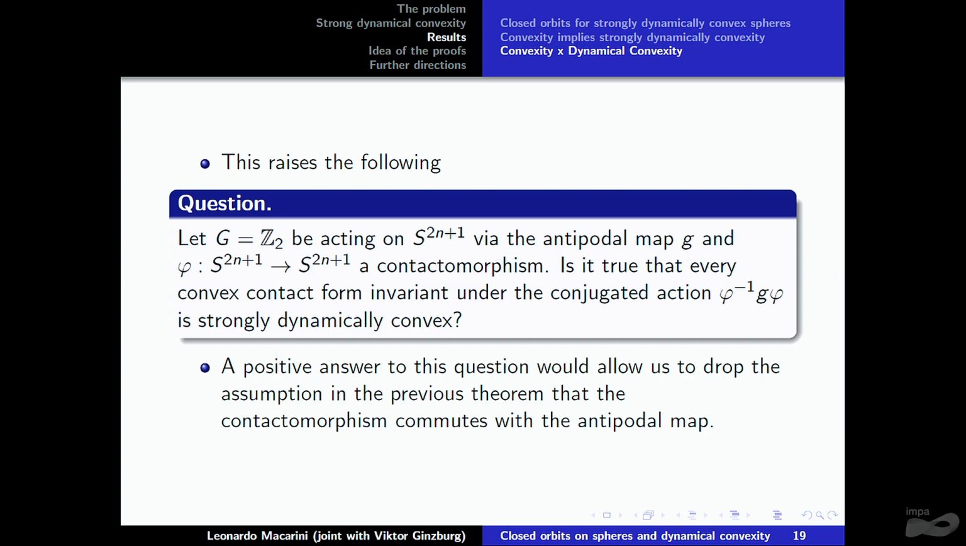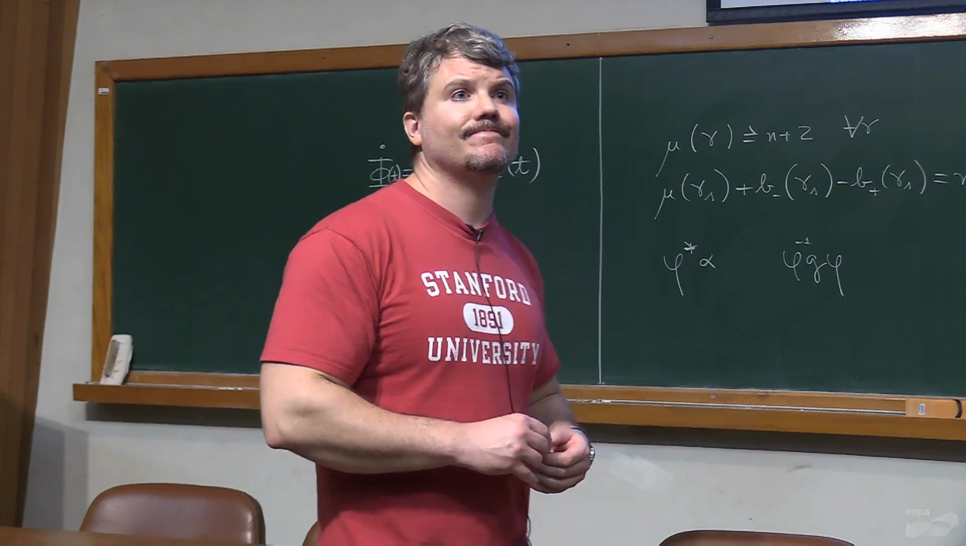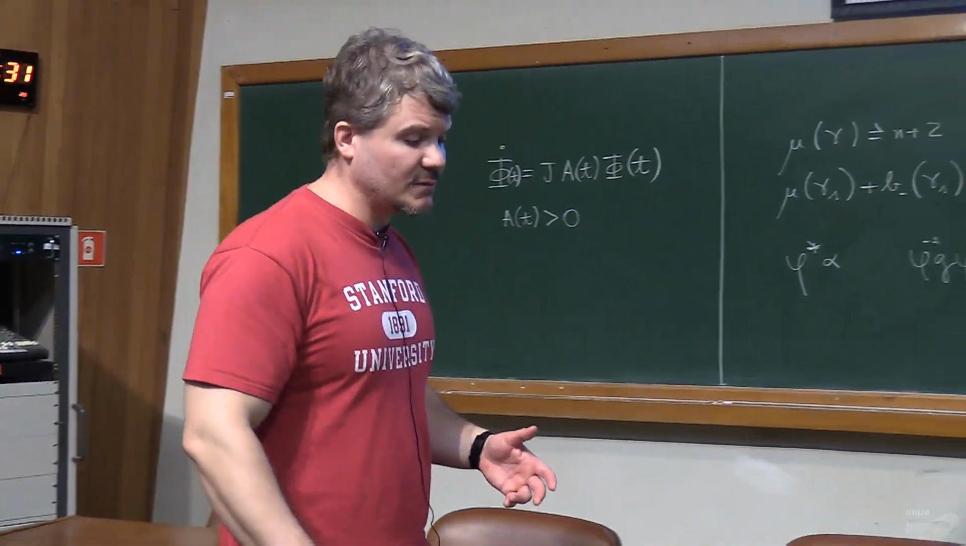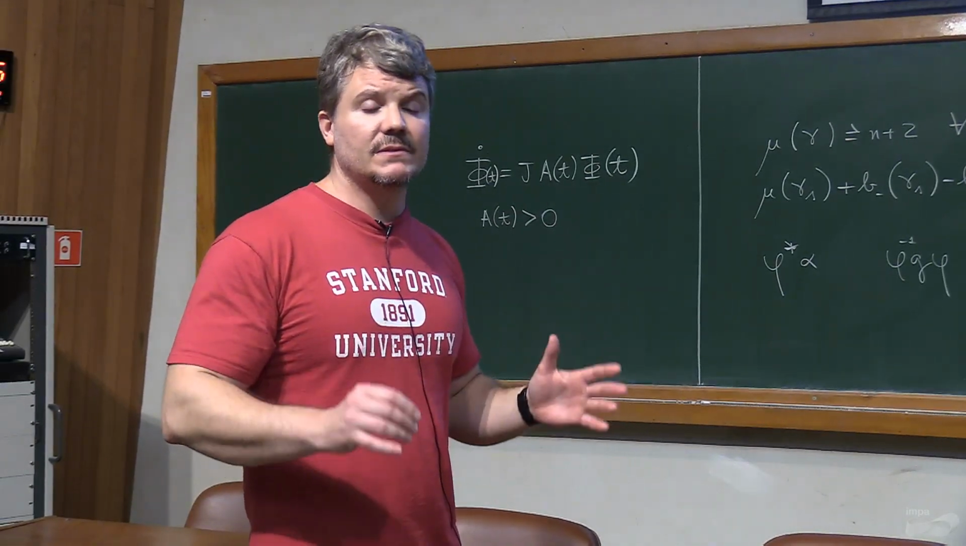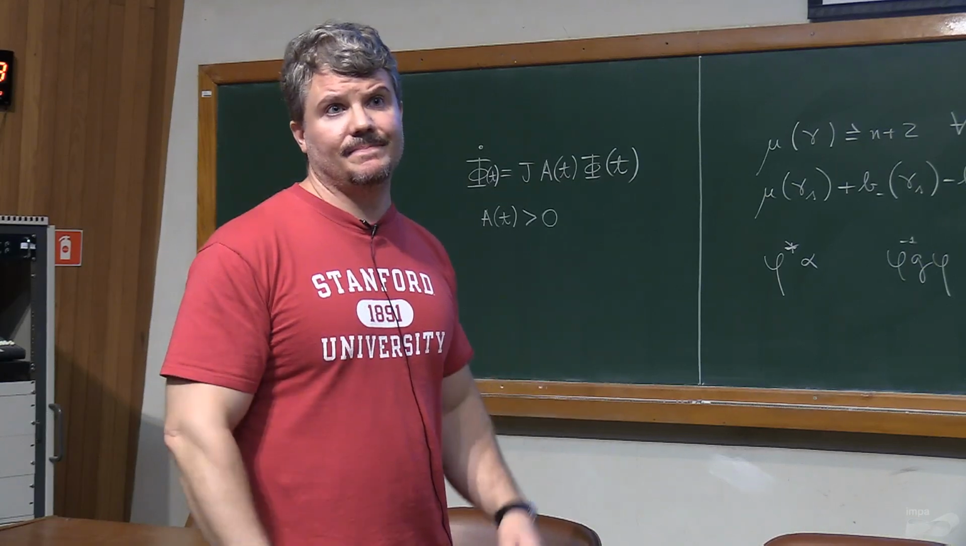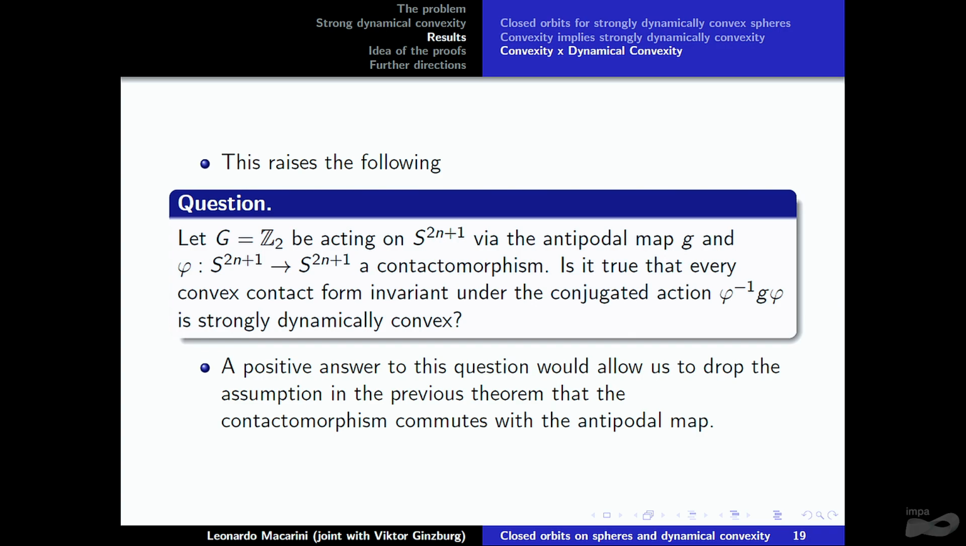So as I said, a positive answer to this question would allow us to drop the assumption that the contactomorphism commutes with the antipodal map. And then we would really get an example of a dynamically convex contact form that cannot be contactomorphic to a convex one. But unfortunately, so far we have this example only assuming that the contactomorphism commutes with the antipodal map. Any question?